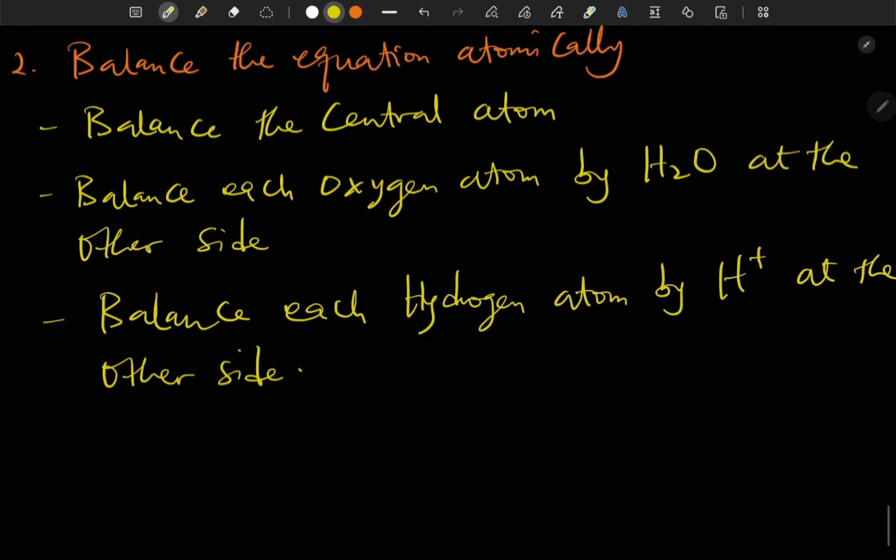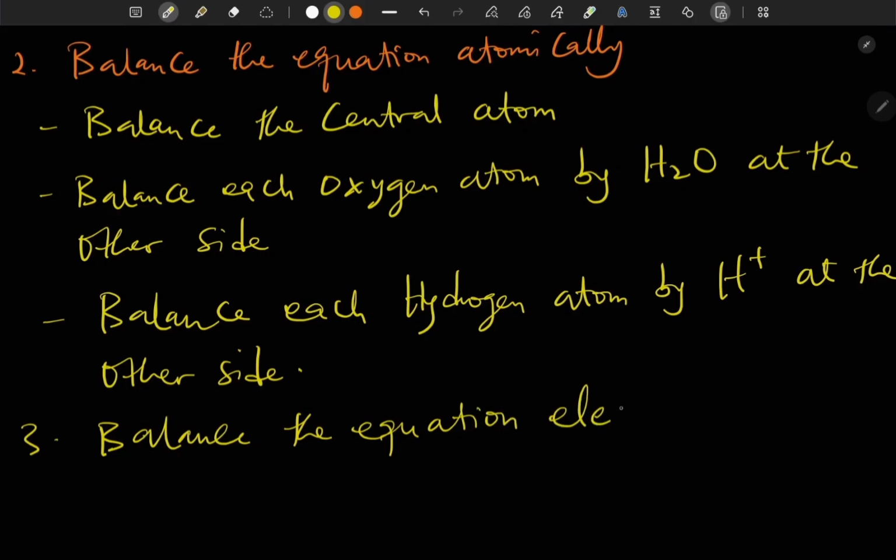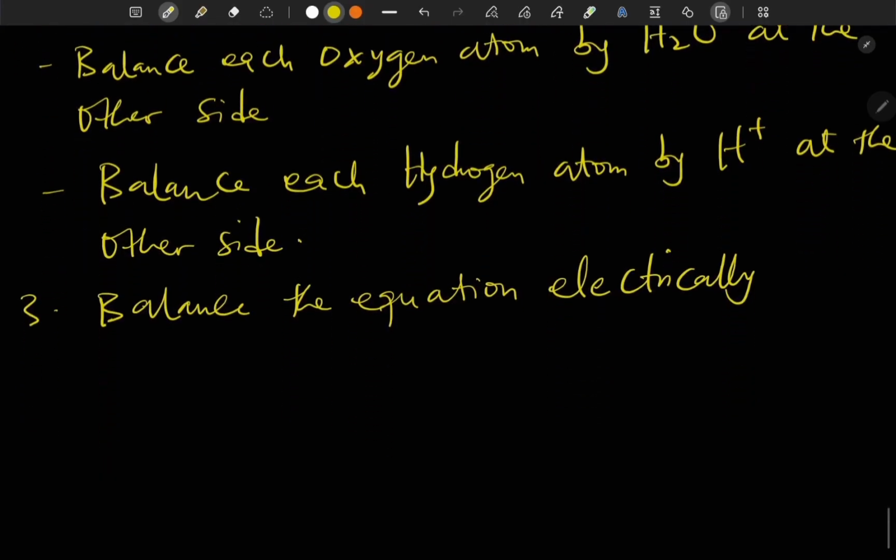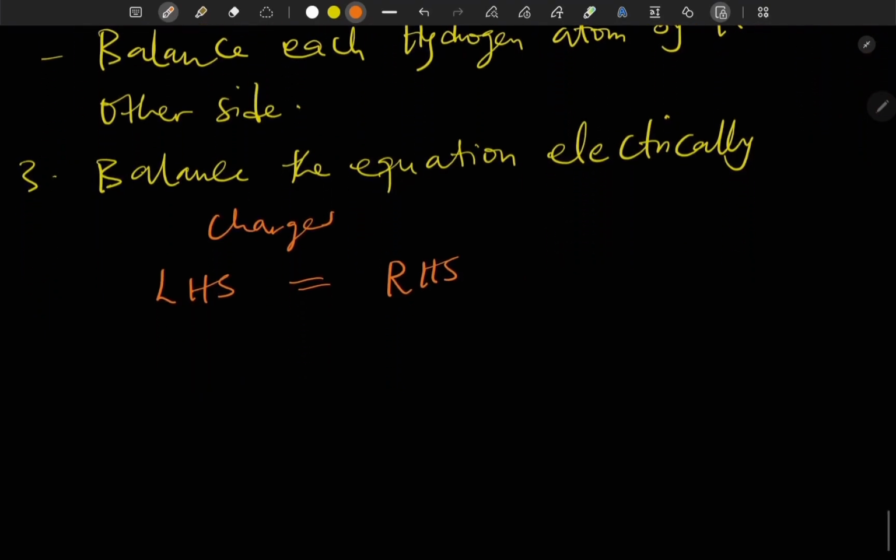So the next step, like we know, is to balance the equation electrically, just like we did for acidic medium. That means you balance the number of charges such that the total number of charges at the left hand side of the equation is equal to the total number of charges at the right hand side of the equation.